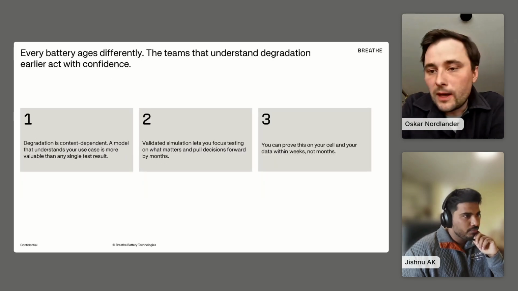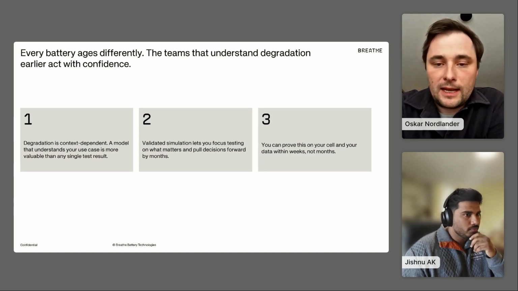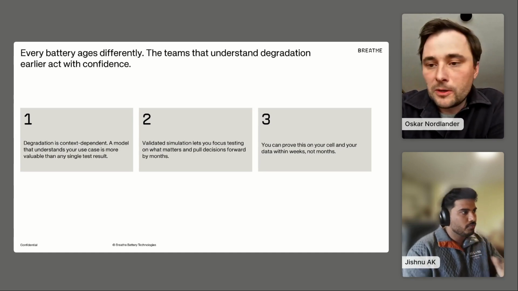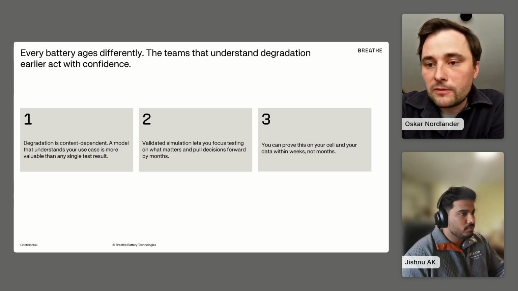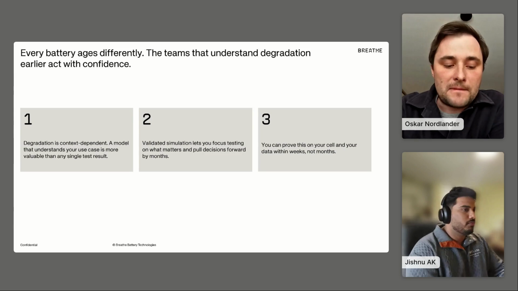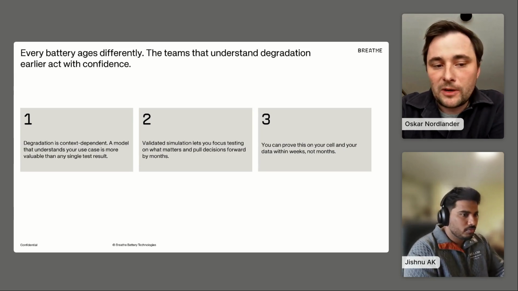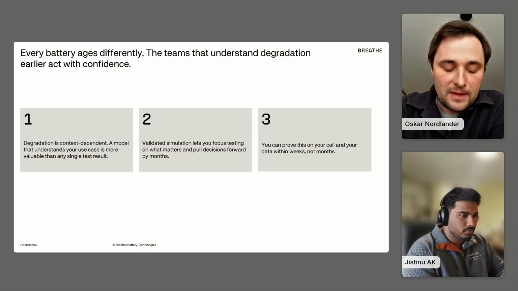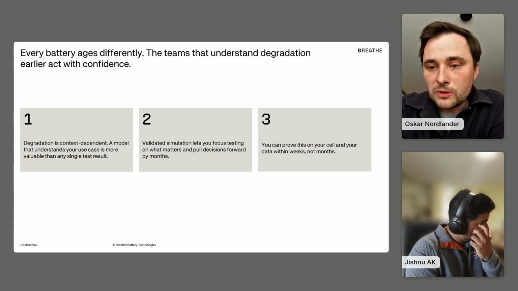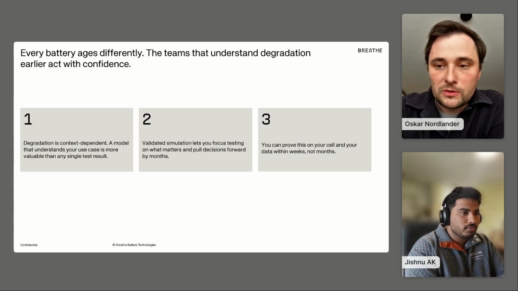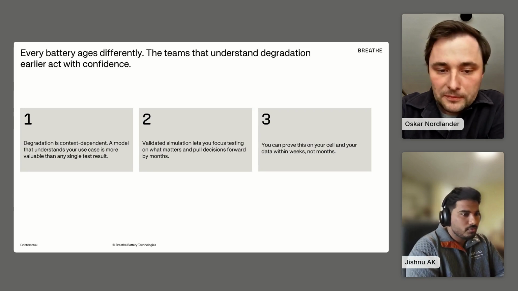So to round off, what we see is that battery teams or organizations that understand degradation are also the ones that can act earlier with confidence, meaning that they can put products on the market faster than anyone else. I think it's also worth mentioning as a remark that degradation is context dependent. A model that is able to accurately represent a very large variety of use cases is more powerful than a single use case or a single experimental test in the lab.